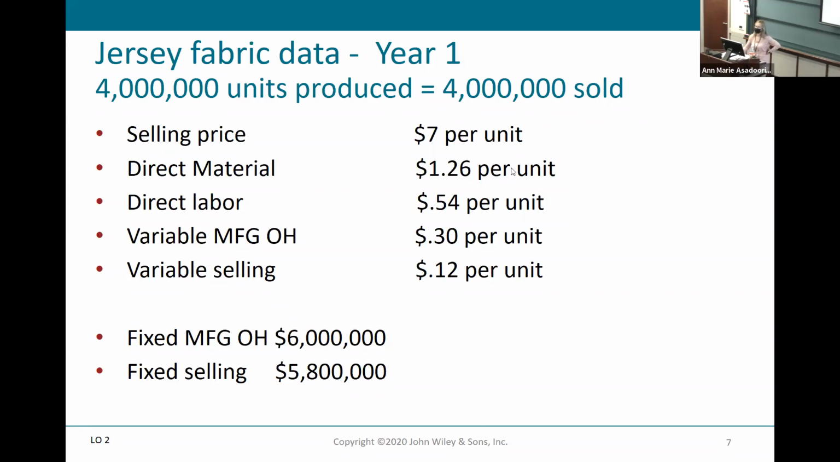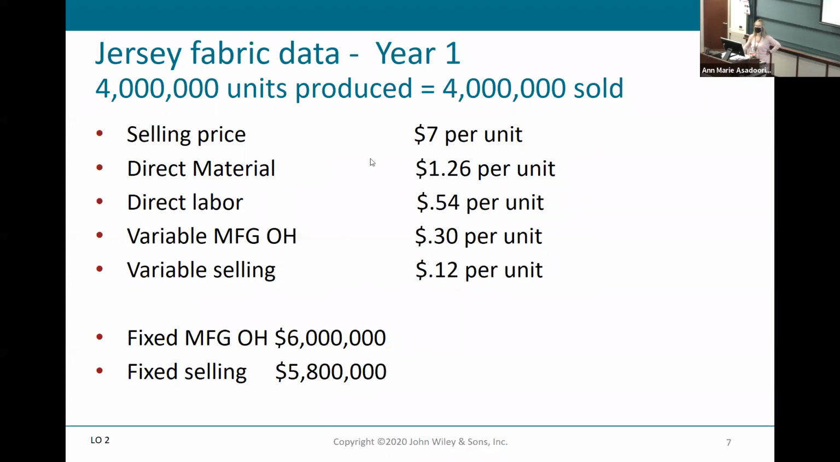So here I have it per unit. It was per yard in your textbook, but I figured I'd make it easier for you to think about. Right, so you are selling at $7 per unit. The direct material that goes into each unit is $1.26. Direct labor is 54 cents. Variable overhead is 30 cents per unit, and variable selling is 12 cents per unit. These are all your variable costs.